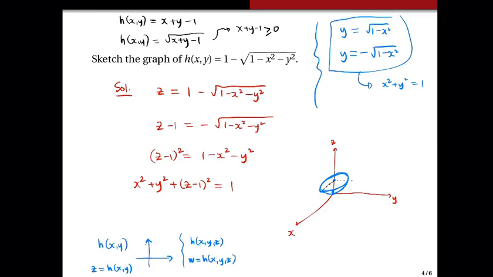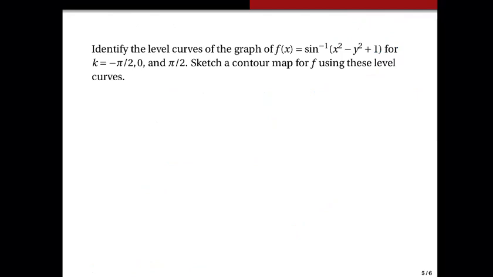Let's have this last problem for this discussion. Identify the level curves of the graph of f of x equals sine inverse of x squared minus y squared plus 1 for k equals negative pi over 2, k equals 0, and then k equals pi over 2. And then we sketch a contour map for f using these level curves.